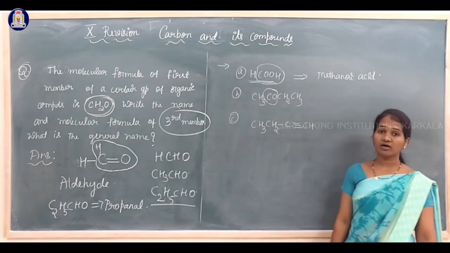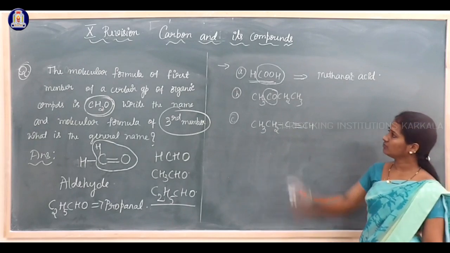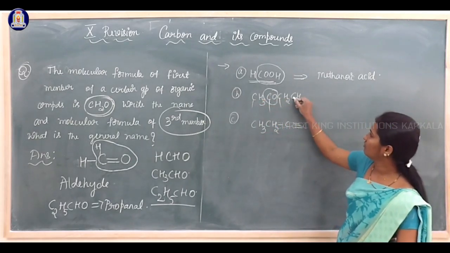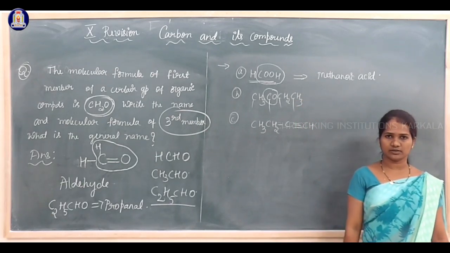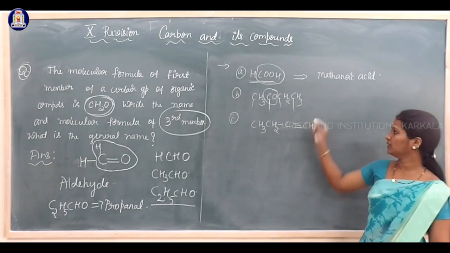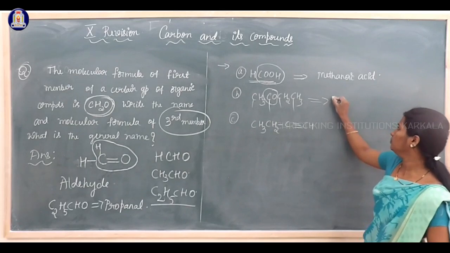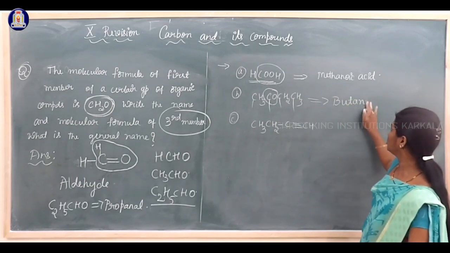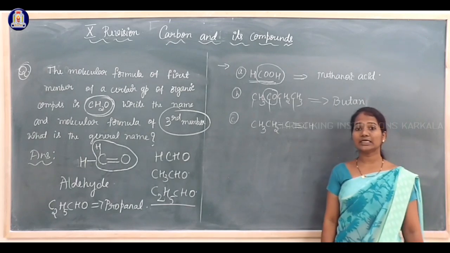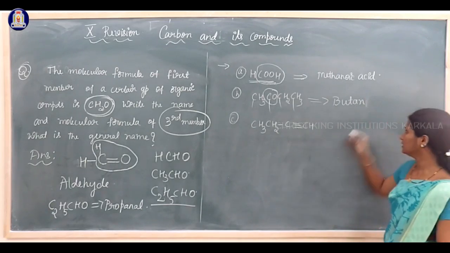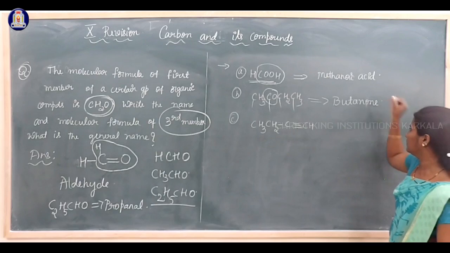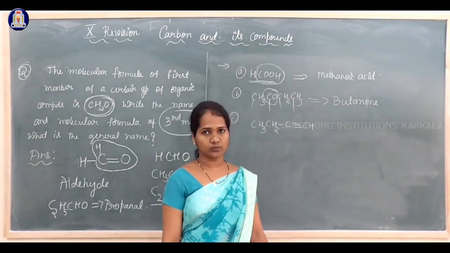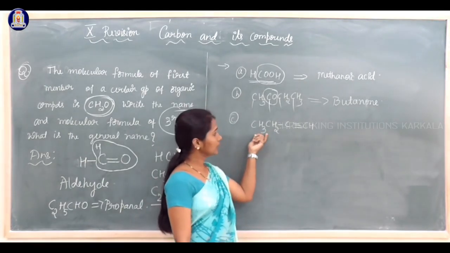Now, what is the name of this compound? To write the name, first count the carbon. 1, 2, 3, 4 carbon atoms are present. If there are 4 carbon atoms, the name is butane. So from butane you have to remove the letter E. This is a ketone, so you have to add the suffix ONE. What is the name of this compound? That is butanone. Now go to the last one.